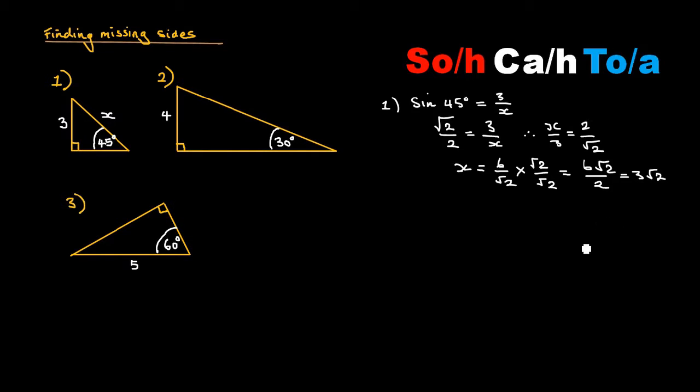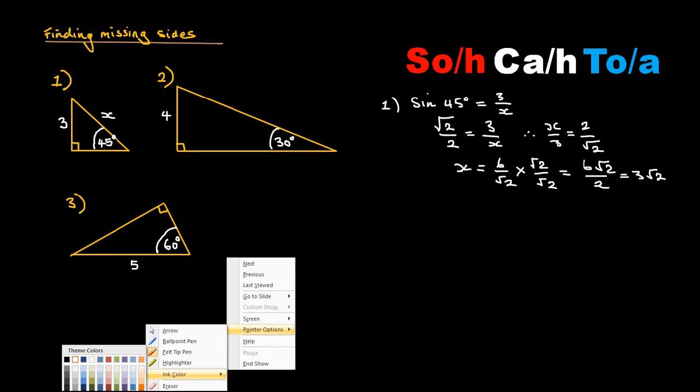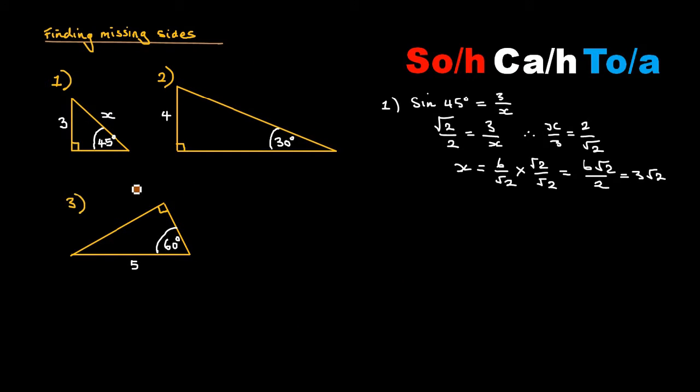Now we can do a quick check here. Let's check by Pythagoras. We know that this is 3, so the square on the hypotenuse must be the sum of the squares on the other two sides. That's 3 squared plus another 3 squared. 3 squared is 9, so 9 plus 9 makes 18. So x squared is 18, and if x squared is 18, then x must be the square root of 18.